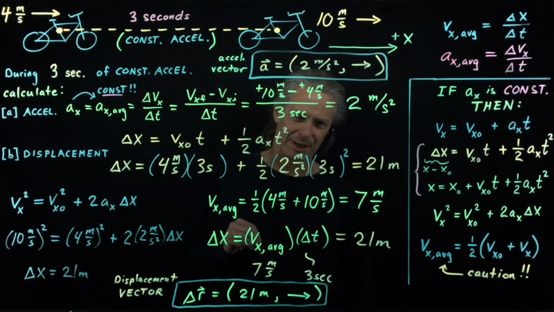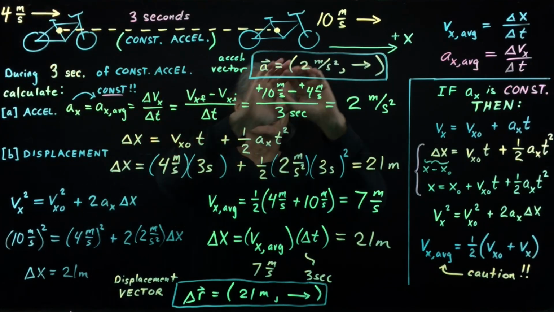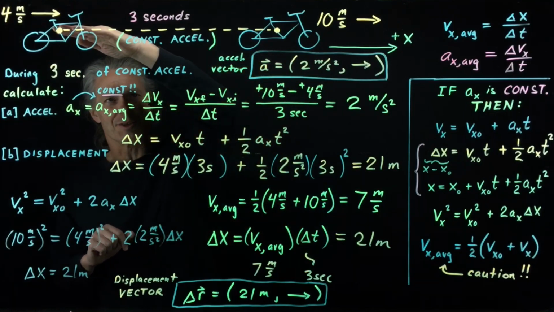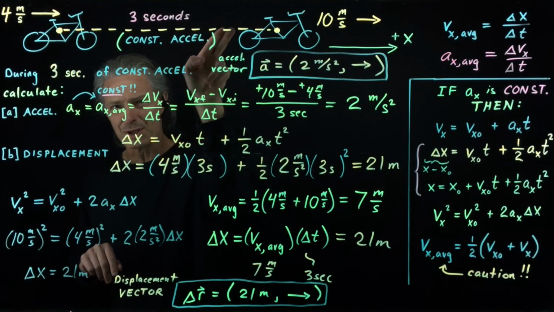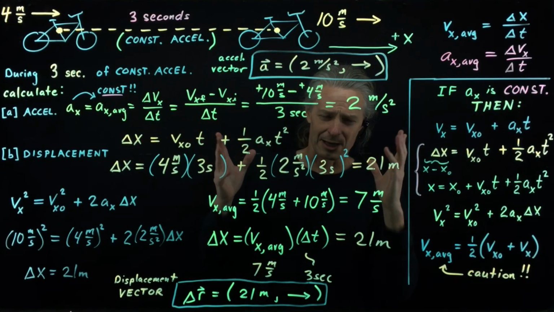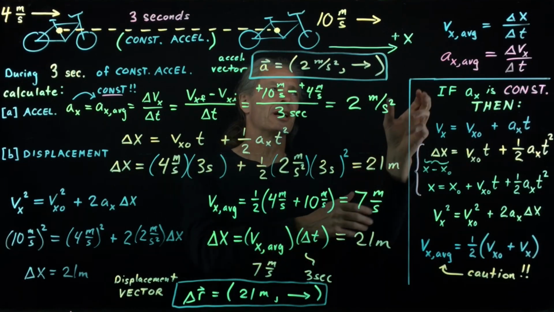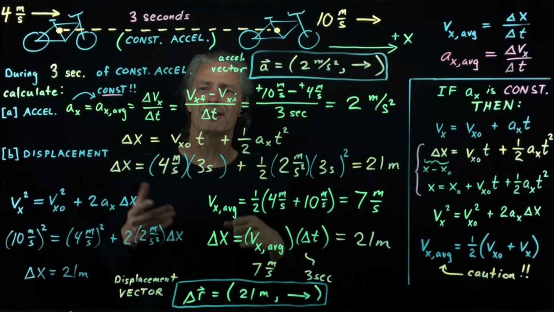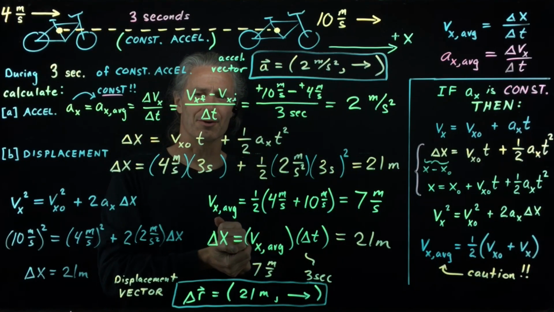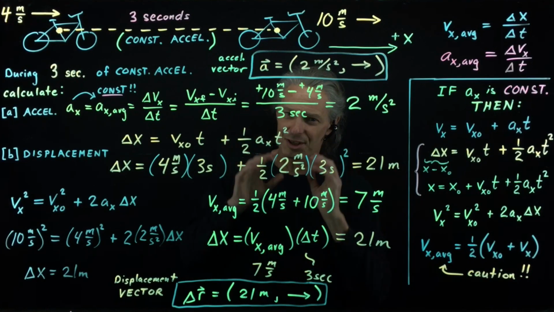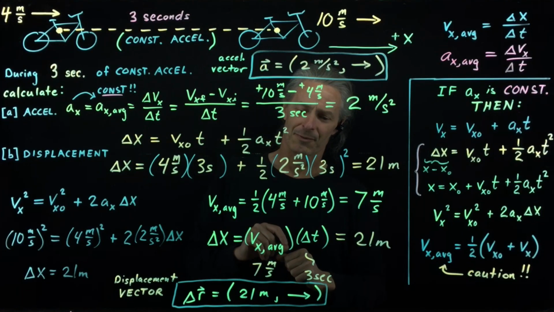Third and final comment. What if we had been given the same initial velocity information, the same final velocity information, the same 3-second time interval, but we are told instead that the acceleration was not constant? What then? Well, in that case, the most we'd be able to do would be to calculate the average acceleration for that time interval. And we'd get the same answer for that, 2 meters per second to the right. But if the acceleration is not constant, we could not calculate the displacement.